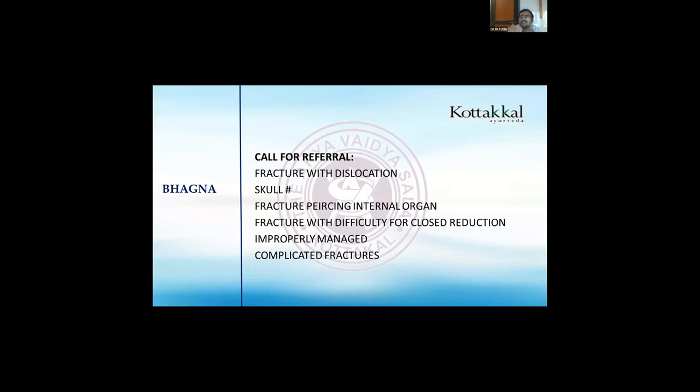If the fracture comes to us after 1 or 2 weeks with prior management by quacks or some other doctors, and you see it is very improperly managed, it is better to refer. Complicated fractures with other neurovascular damage are to be referred. Undernourished or malnourished patients are very difficult to manage with Ayurvedic management, and non-cooperating patients obviously.